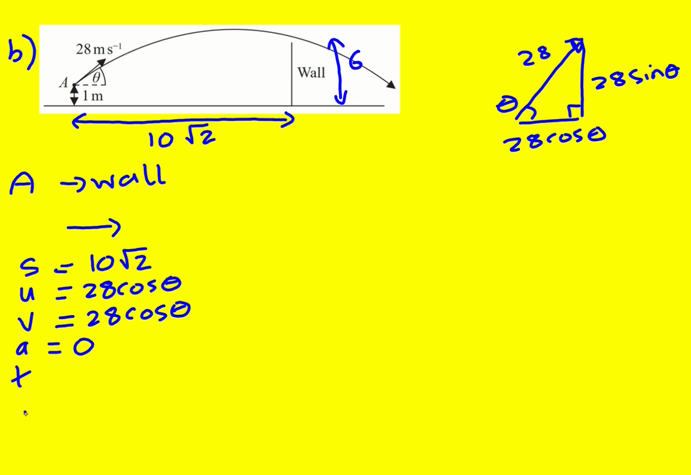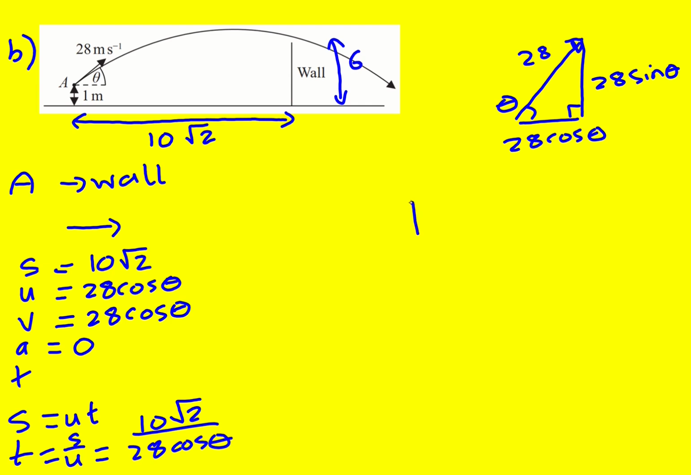And this means that the formulae for Suvat basically just become S equals ut, or speed is distance over time. So time is S divided by u, so 10 root 2 divided by 28 cos theta. We could simplify that, but I'm going to leave it like that for the moment. Let's look at vertically.